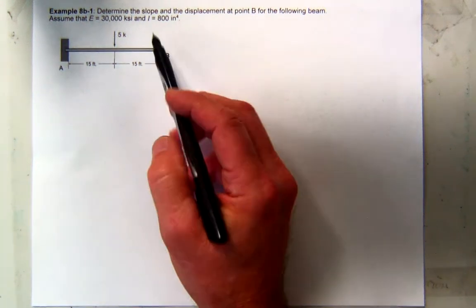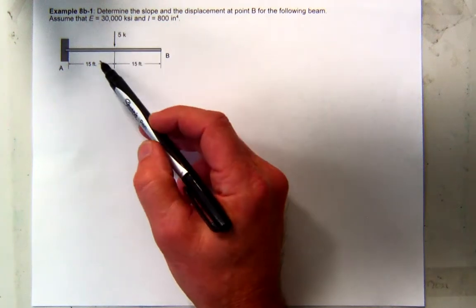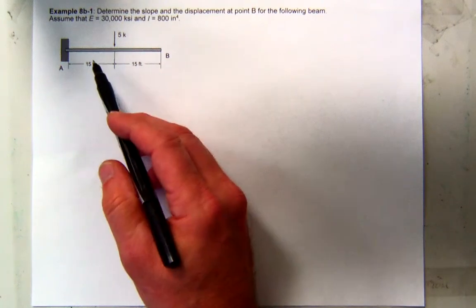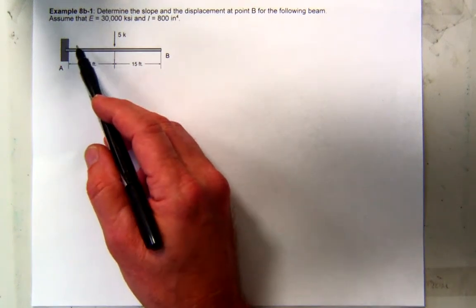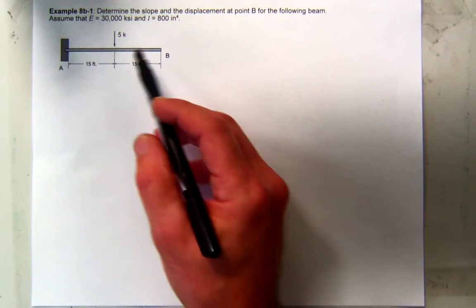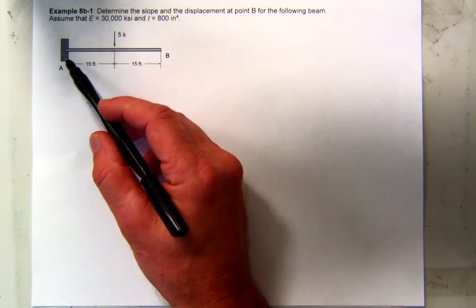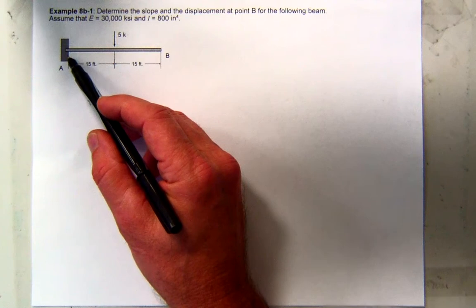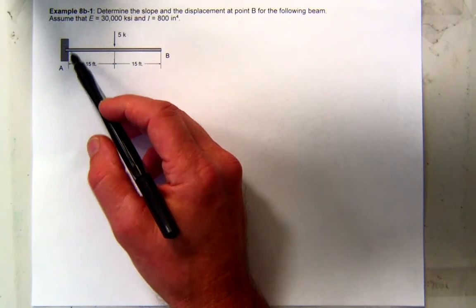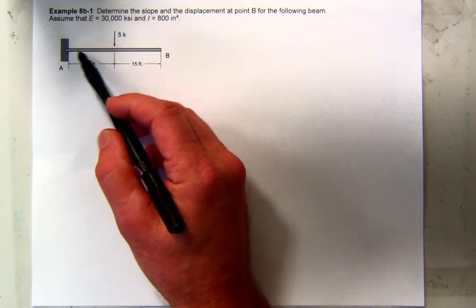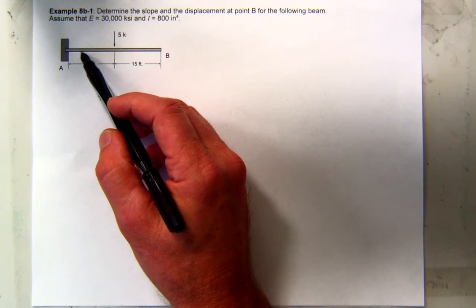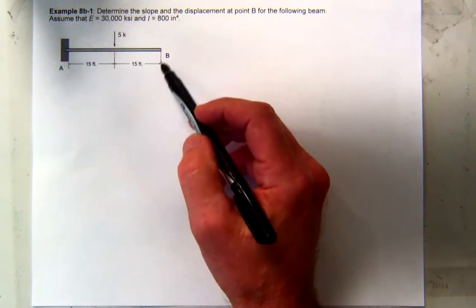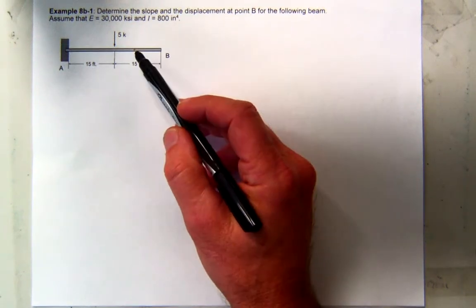Now, if we try to do this with direct integration, what will we have to do? Break it into two. Yeah, we'd have to break it into two components, right? Now, on this first side, we would have two conditions. So we would be able to get those conditions pretty quickly, right? Because at A, I know the slope is 0, and the displacement is 0. Now, on this right side, I don't have any conditions, right?